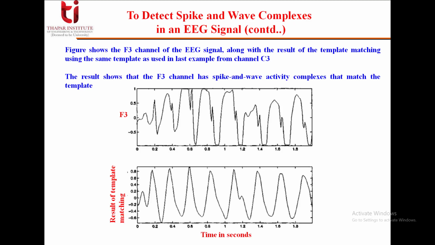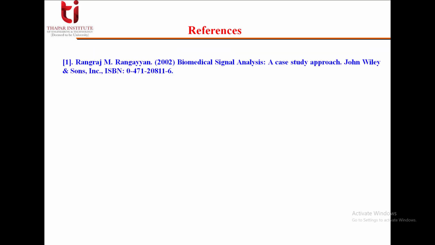So this was all in this lecture. In this we have studied the detection of alpha rhythm as well as spike and wave complexes in an EEG signal. For these topics, you can refer to the book by Rangaraj M. Rangayyan, Biomedical Signal Analysis: A Case Study Approach.